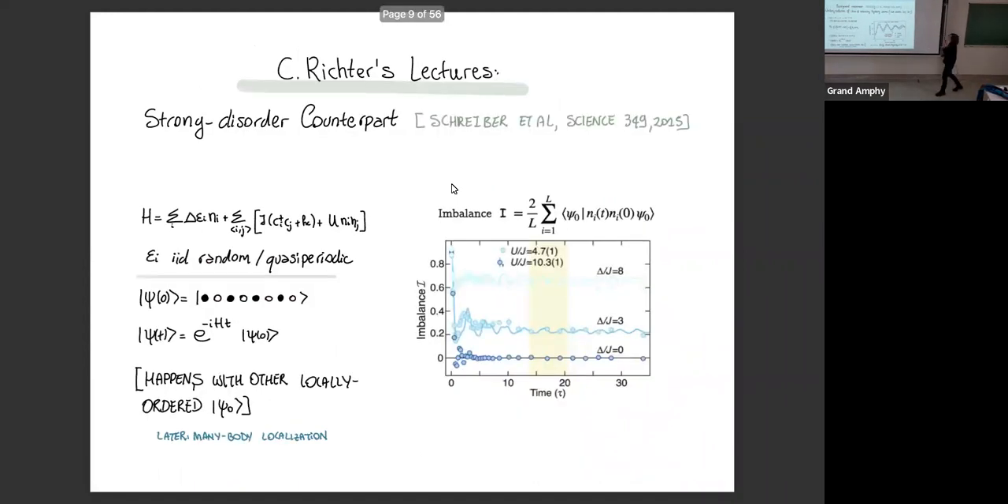Okay, so let me show you another picture, which was already shown in some previous lectures, which is, if you want, the disorder counterpart of this experiment. This was made a few years before in the group in Munich with cold atoms, in this case in optical lattices. In this case, what you're implementing is a Hamiltonian of particles that is not too different with respect to the previous one.